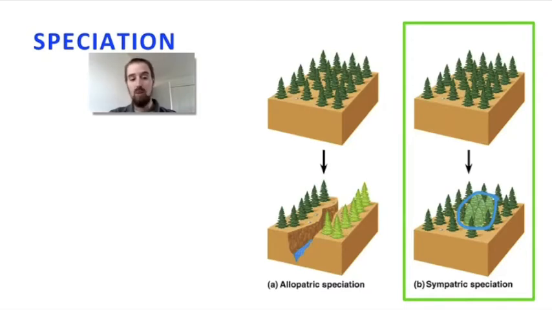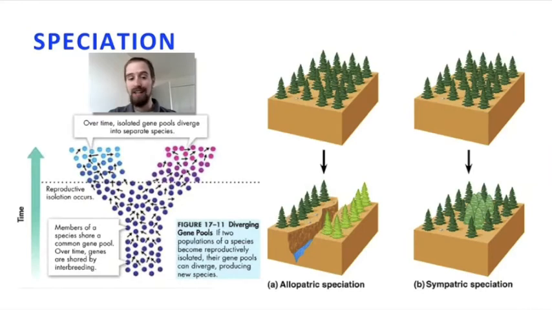In either case, whether we're talking about allopatric or sympatric speciation, one thing must happen in order for speciation to occur: reproductive isolation. Reproductive isolation is when there is no longer any interbreeding between members of two populations. This means that the gene pools of these two populations are also isolated, and no alleles are moving back and forth between populations any longer.